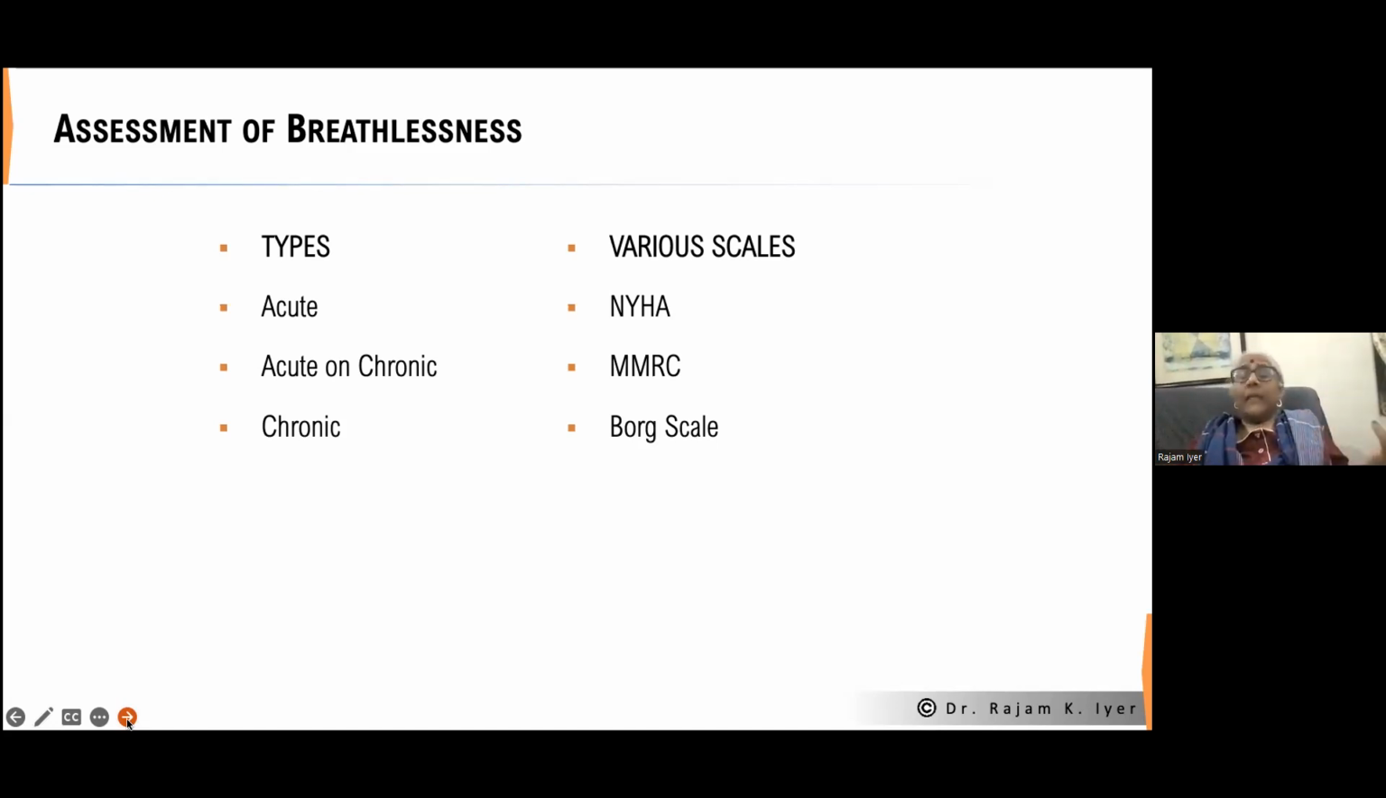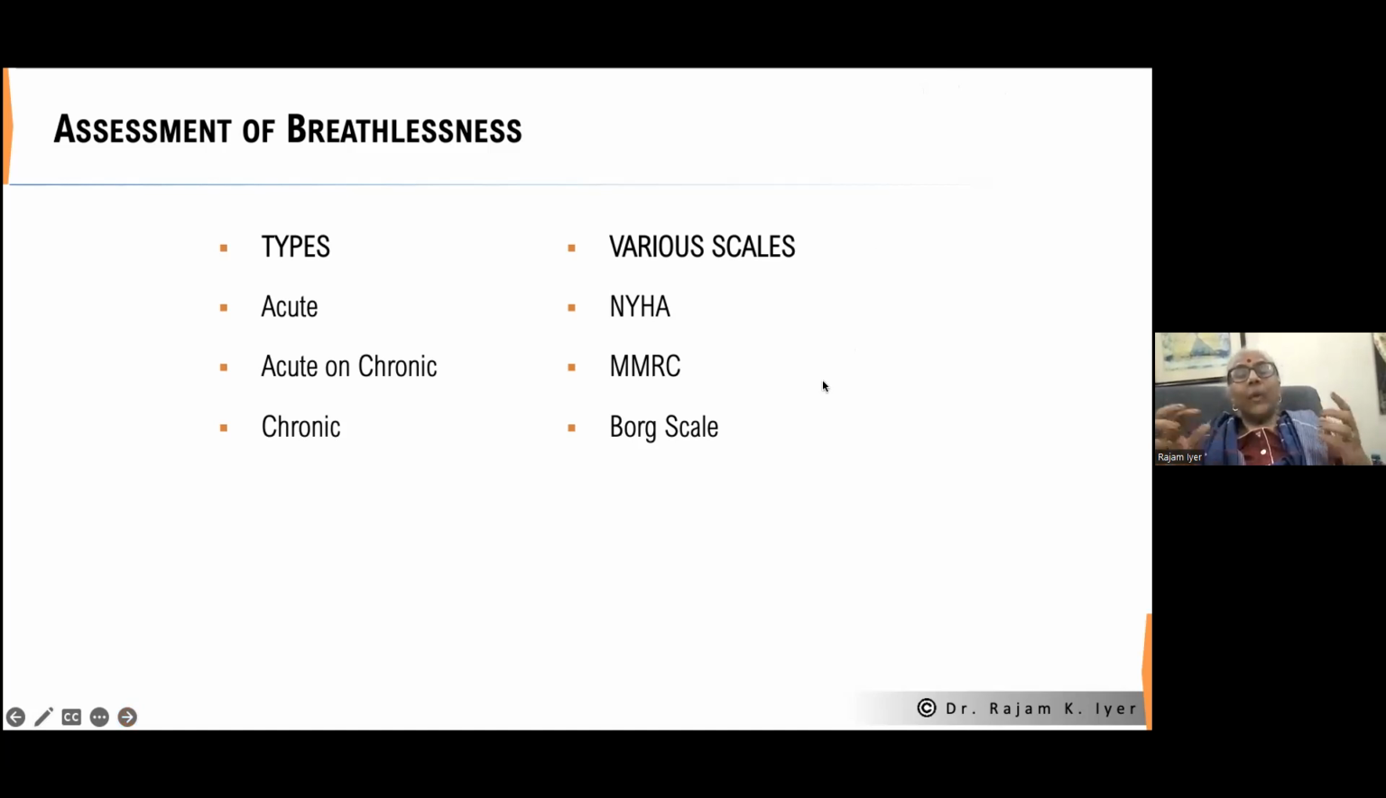The scale of measurement for the heart is the New York Heart Association. You all know that. For the lungs, it's the Modified Medical Research Council. And there's also another assessment called the Borg scale. The Borg scale is actually a more practical assessment, which we do when we make the patient walk 6 minutes. Now everybody knows about the 6-minute walk after the COVID pandemic, when patients walk for 6 minutes, and then we record how breathless the patient is.